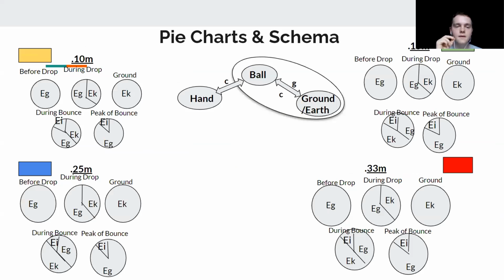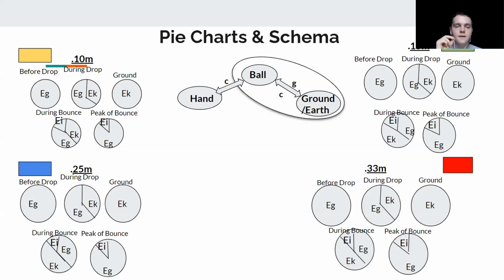All right, so now we're going to take a look at the schema. As you can see the schema, there's 3 components. First, we have the hand that drops the ball which comes in contact with the hand, and then the ground/earth, which is coming in contact as well as has a gravitational effect on the ball. Now, across all 4 trials, we see a similar trend in terms of how the pie charts shape out. However, we took 5 different instances before the drop.